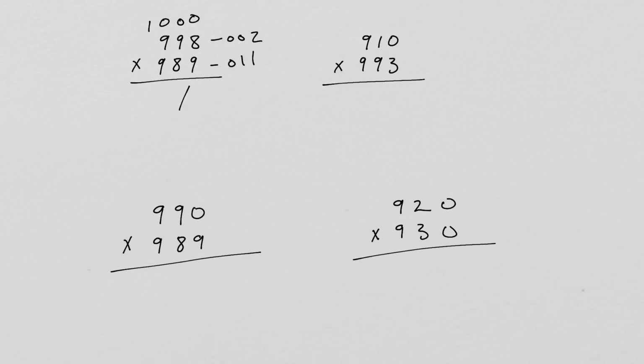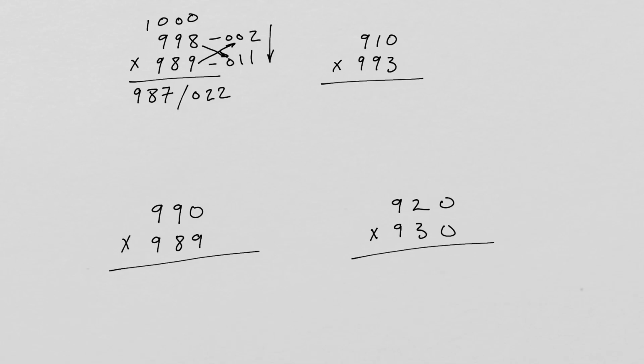So using our pattern, we either subtract this way or subtract this way. Either way we get 987 for the left hand side. For the right hand side we multiply straight down and we get 22. We're going to write it like this. We need 3 digits in the right hand side because we have 3 zeros in the base number. So even though 2 times 11 is 22, we got to write that extra 0 here to make sure we get all 3 digits. Final answer.